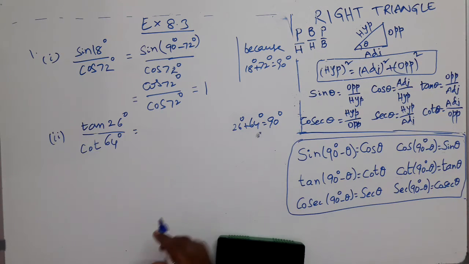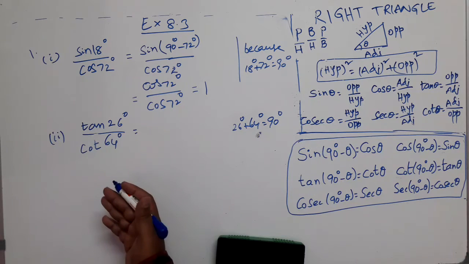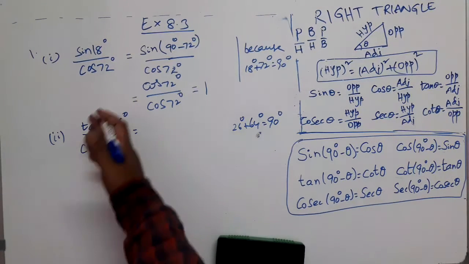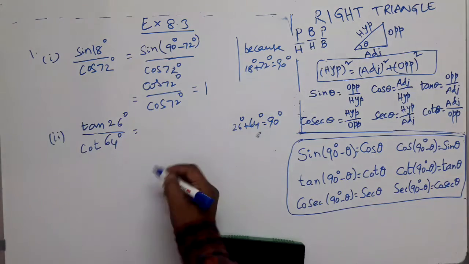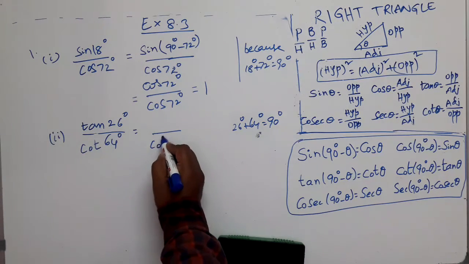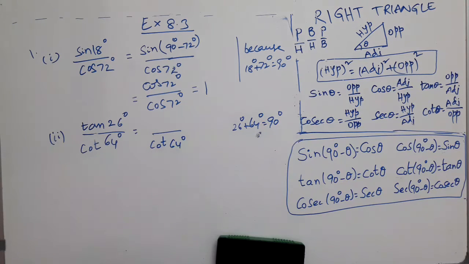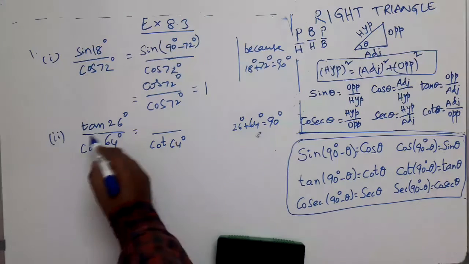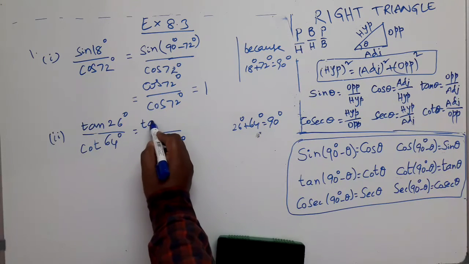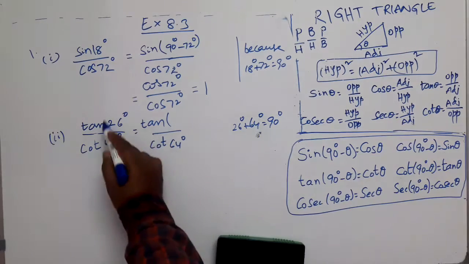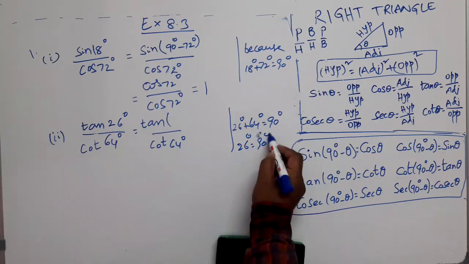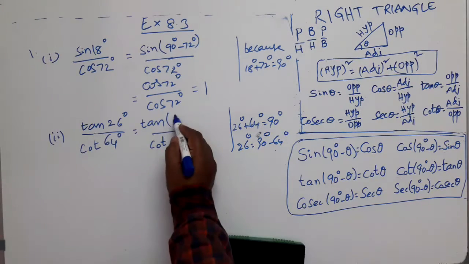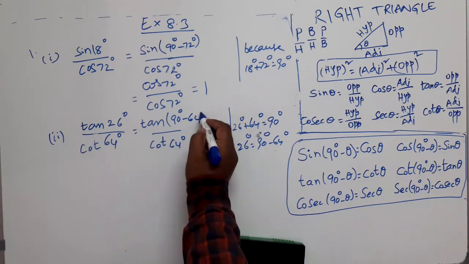So I can use this formula. So what will I do? I will keep one of the numerator and denominator as it is and convert the other one to another form. So let us leave the denominator as it is. I am leaving cot 64 as it is. I am changing the form of the numerator. How shall I write? I will replace 26 degrees by 90 degrees minus 64 degrees. Can I write like this or not?